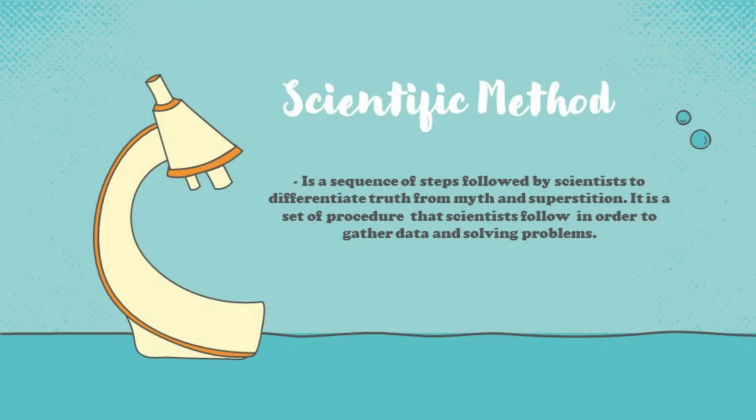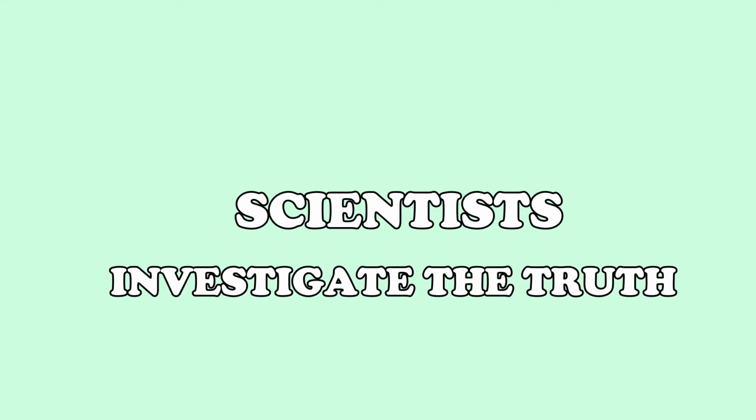Scientific method is a sequence of steps followed by scientists to differentiate truth from myth and superstition. It is a set of procedures that scientists follow in order to gather data and solve problems. The main idea of studying scientific method is to define how scientists investigate the truth.